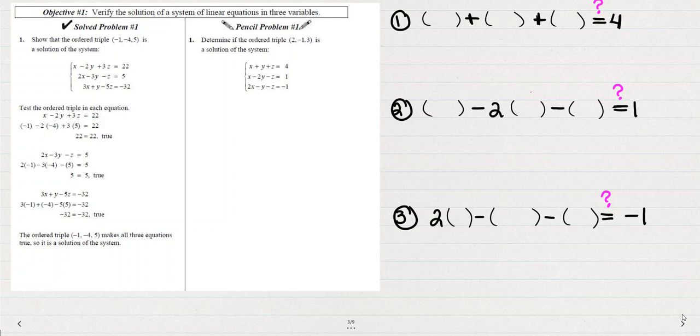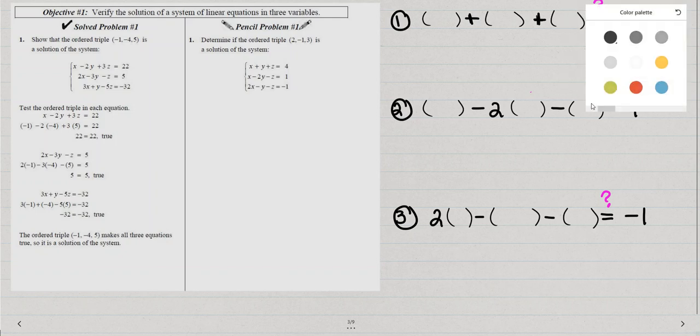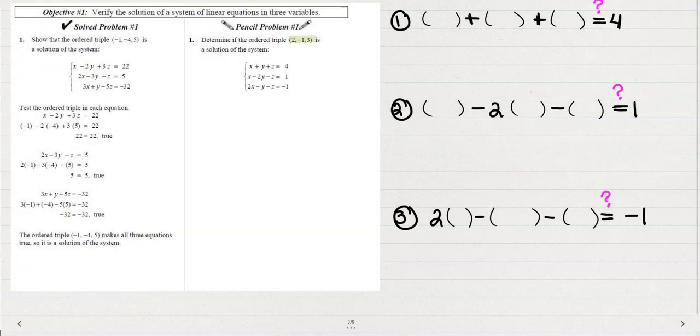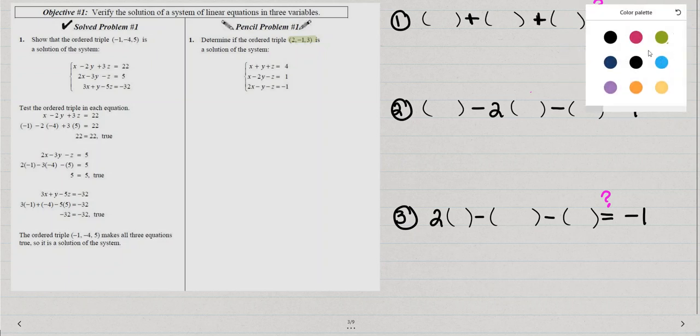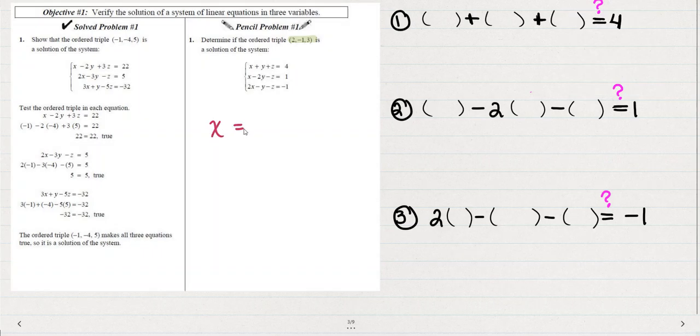Here's an example, and we're given an ordered triplet, and we're asked, does this ordered triplet solve the system? So when x is 2, y is, let me write this out for us. When x is 2 and y is -1 and z is 3, do those three variables satisfy all three equations?